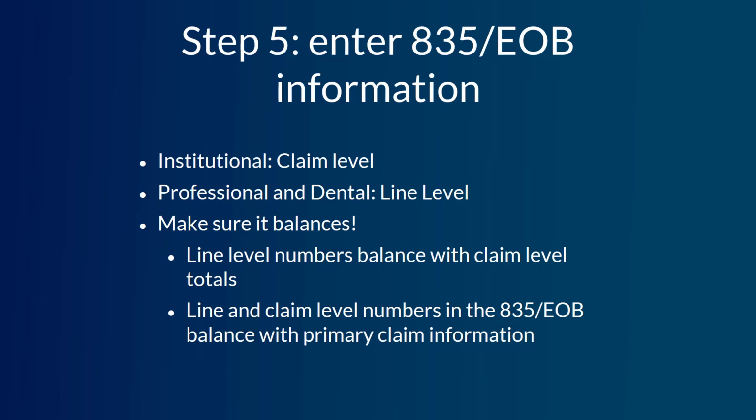For those of you doing line level reporting, this means that all of your different service line numbers need to balance with your claim totals, and both your line and your claim totals need to balance with your primary claim information. So if you billed $100 to the primary payer, you need to have $100 worth of payments and non-payments put together on that coordination of benefits claim, so that the secondary payer can see that you have accounted for every cent.